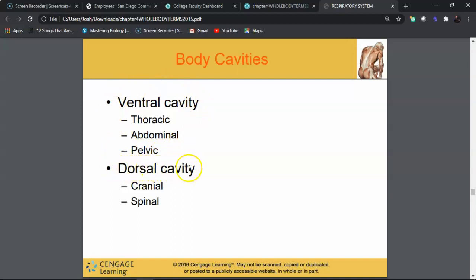Dorsal means posterior or back. And we only have one cavity back there, and that's the cranial cavity. So the brain and the spinal cord are the only dorsal cavities within the system. Everything else is ventrally located.